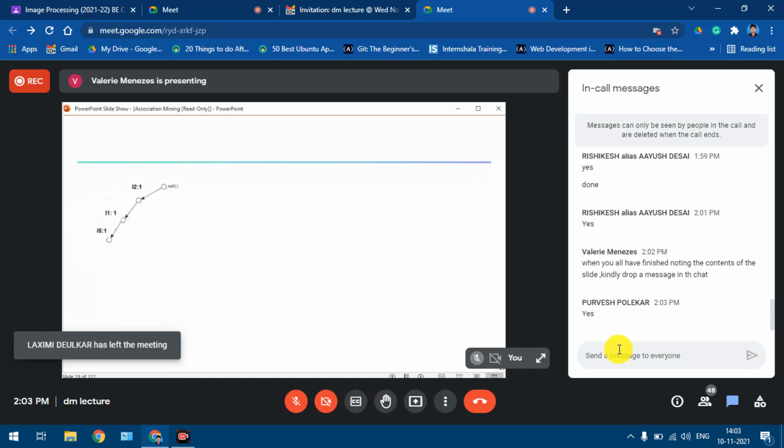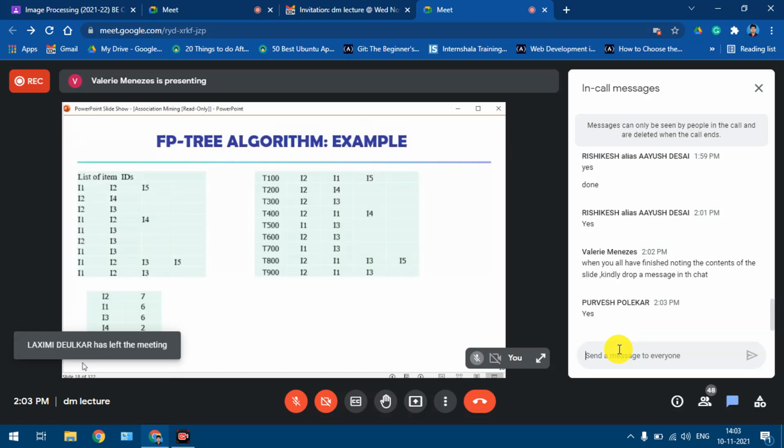For that, students, we will start in ascending order. We will start with the item set with the lowest support count. Please note one thing over here: these items are all included because we are assuming the minimum support is 2. Since all these item sets have a support count of 2 and above, we have kept them. So we'll start first with the item I5, which has the lowest support count.